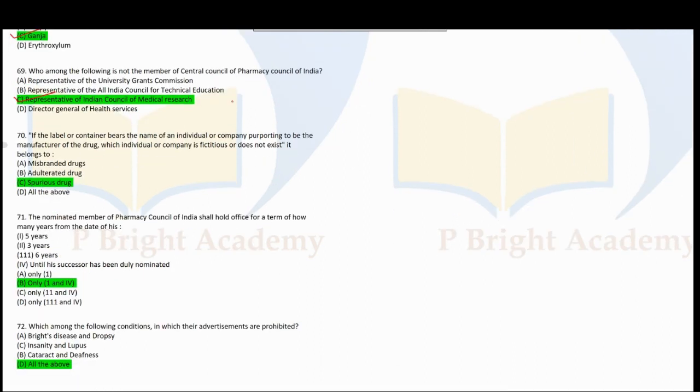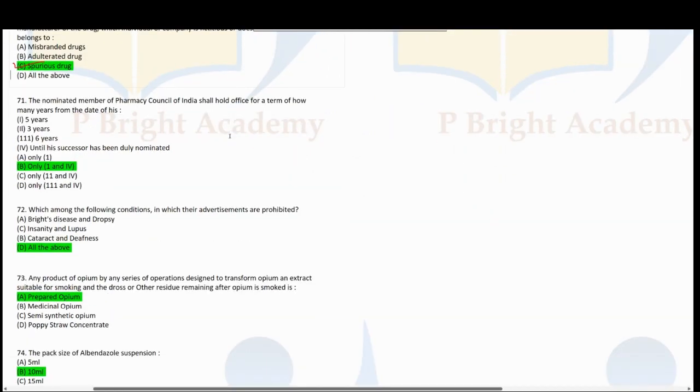If the label or container bears the name of an individual or company purporting to be the manufacturer of the drug, which individual or company is fictitious or does not exist, it belongs to option C, spurious drugs. The nominated members of the Pharmacy Council of India shall hold office for a term of how many years from the date of nomination? Five years, option 1, until the successor has been duly nominated.